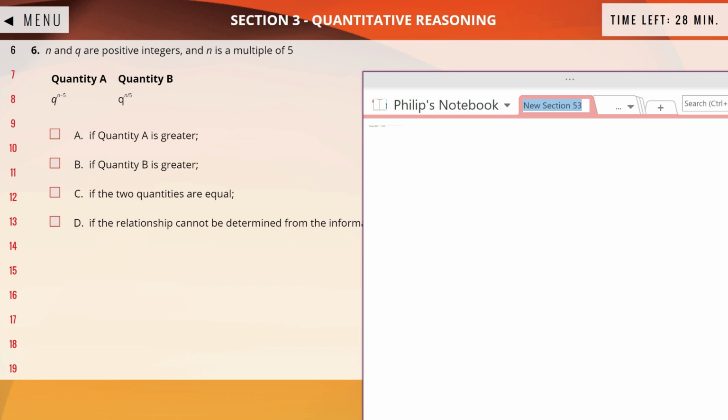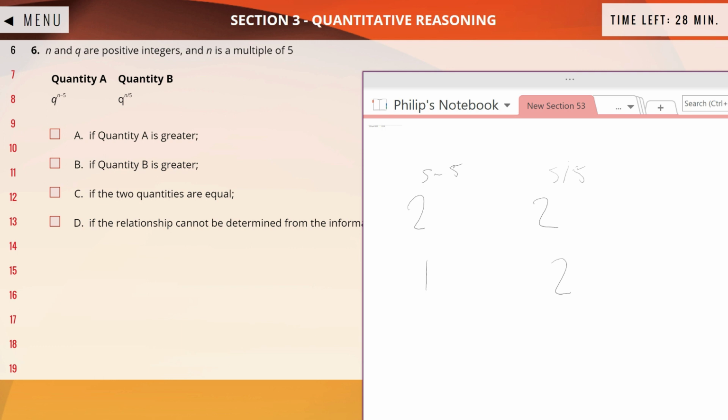So let's say q is 2. So 2 to the power of... and if n is 5, because that's the first multiple of 5, q to the power of 5 minus 5, and q to the power of 5 over 5. 5 minus 5 is 0, 2 to the power of 0 is 1, 2 to the power of 1 is 2. So in this case, quantity B is bigger.